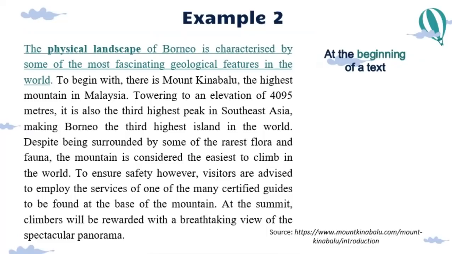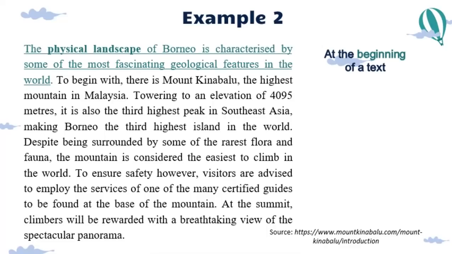The next example we are going to look at is a linear text. This is an expository text. This example shows that the main idea is found in the first sentence of the text. Let's read this text together.